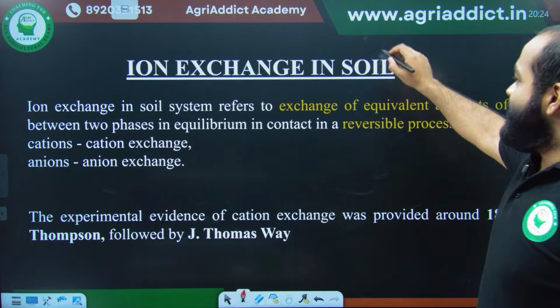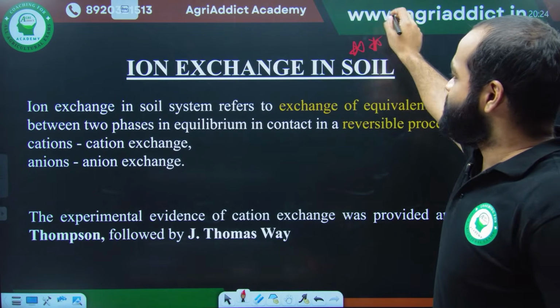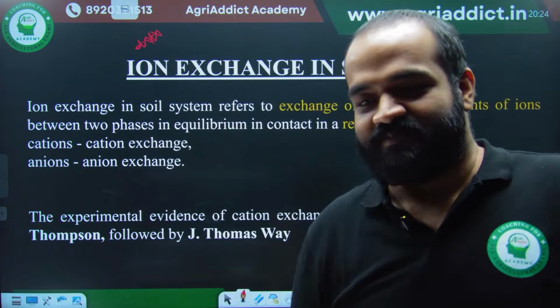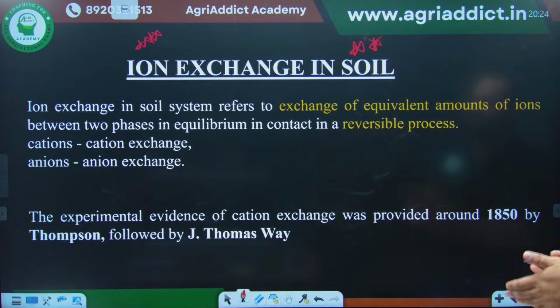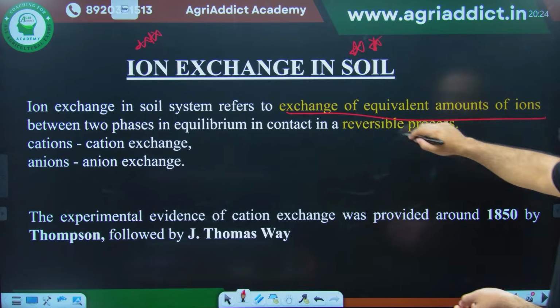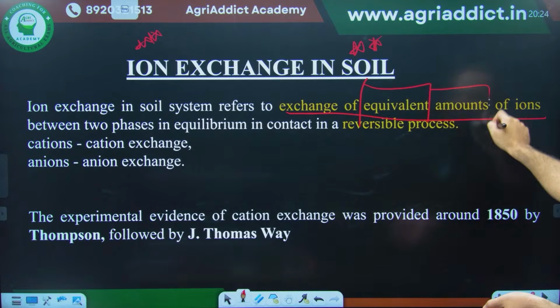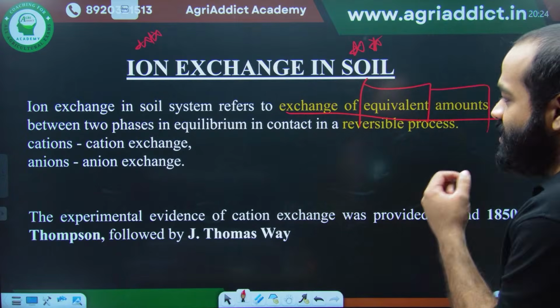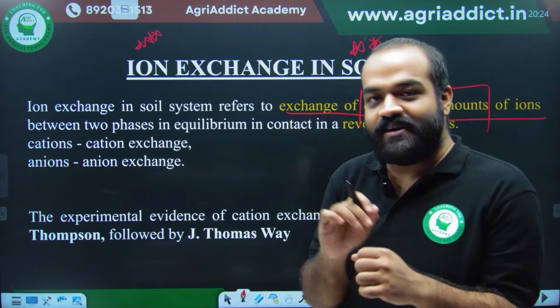So finally, we are coming to the real chemistry, that is ion exchange in soil. Now we will see what is ion exchange. Ion exchange in the soil system refers to exchange of equivalent amounts of ions. This equivalent is very, very important. You have to remember equivalent. All the exchange reactions happen in equivalent only.